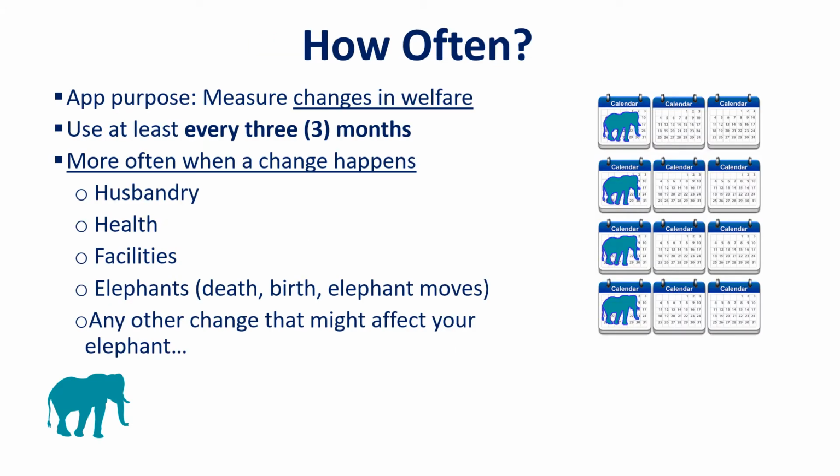How often should you use the app? The app was designed to measure changes in an elephant's welfare. It should be used at least every 3 months, but it should be used more often if a change happens. That change may be a change in husbandry, a change in the elephant's health, a change in facilities, such as building a new enclosure, or a change in the elephants you have at your facility. For example, if an elephant dies, or a new elephant is born, or if an elephant moves away or a new elephant is introduced, or any other change you think might affect your elephant.